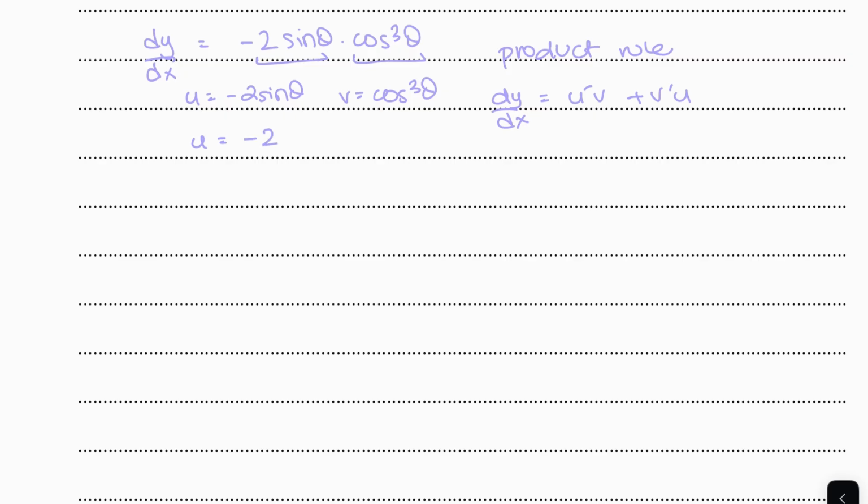minus 2 sine theta is to the power 1 right now. If we decrease that by 1, it will become to the power 0, and the differentiation of sine is cos theta. So if we simplify this, it will become 1, so it's essentially just minus 2 cos theta. Now for this one, if we differentiate cos cube theta, we would bring the power of 3 down as a coefficient and decrease the power by 1, so that is cos square theta, and multiply it by the differentiation of cos, which is minus sine theta.